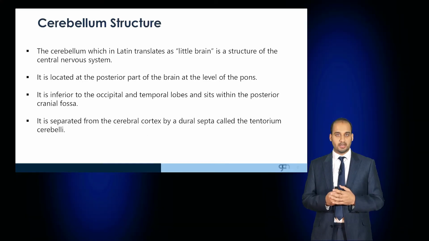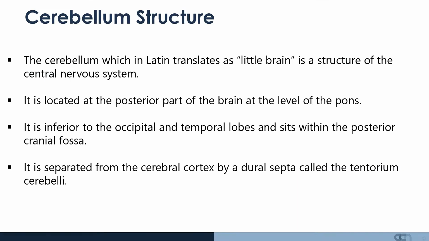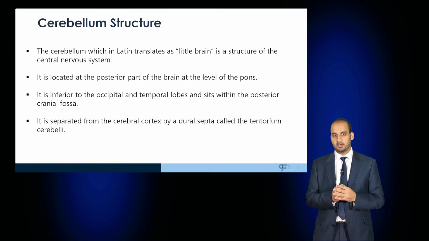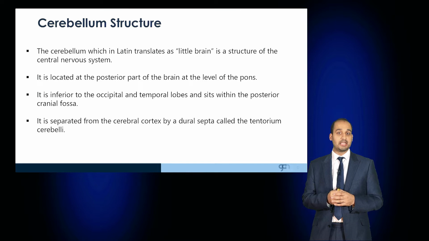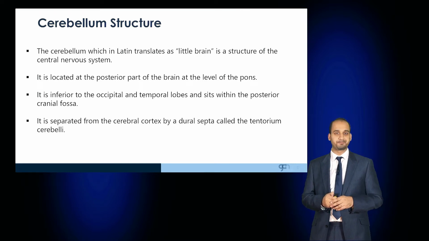The cerebellum, translated as little brain, is located at the posterior part of the brain at the level of the pons. It is found inferior to the occipital and temporal lobes and sits within the posterior cranial fossa. It is separated from the cerebral cortex by a dural septa called the tentorium cerebelli.